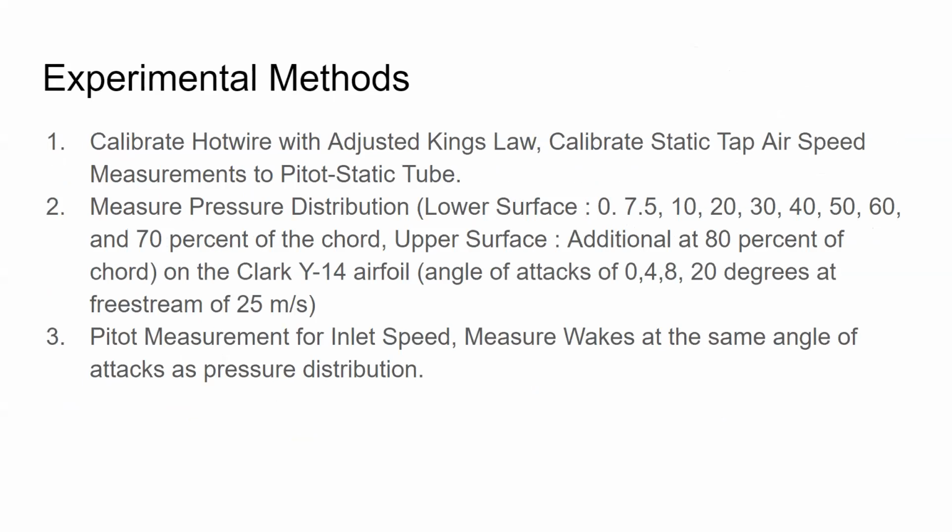For the general methods, we start by calibrating the hot wire with adjusted King's law. So with a pitot static tube, we'll be calculating the known velocity of the wind tunnel, and then we'll be using the hot wire to measure the voltage. And then you plot these points, which I'll go over in the next slide, and calculate this.